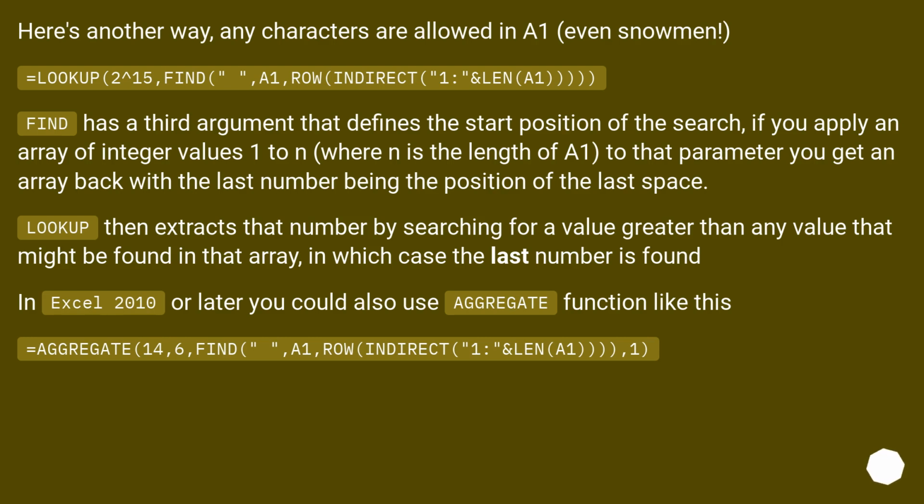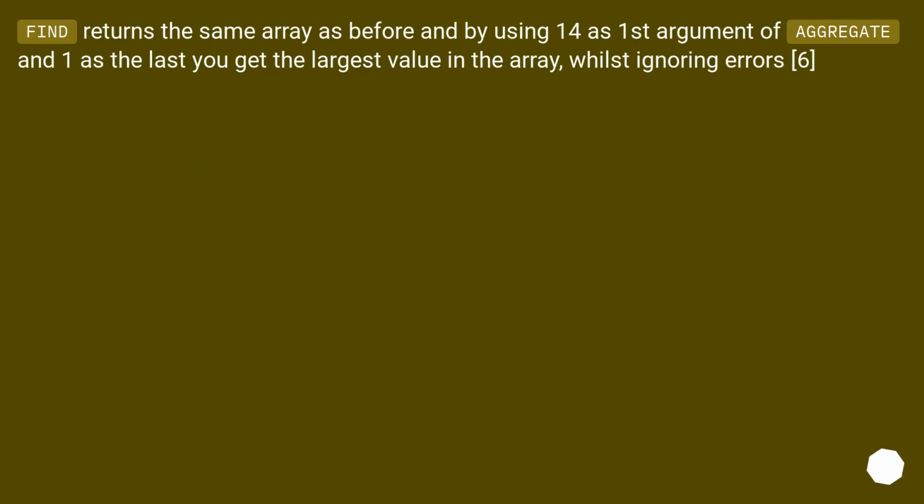In Excel 2010 or later you could also use the AGGREGATE function like this. Equals AGGREGATE(14, 6, FIND(" ", A1, ROW(INDIRECT("1:" & LEN(A1)))), 1). FIND returns the same array as before, and by using 14 as the first argument of AGGREGATE and 6 as the second, you get the largest value in the array, whilst ignoring errors.